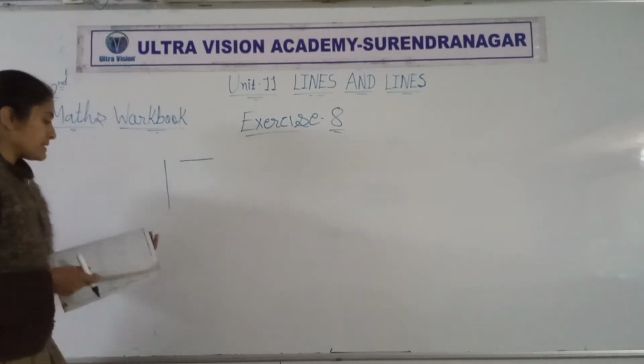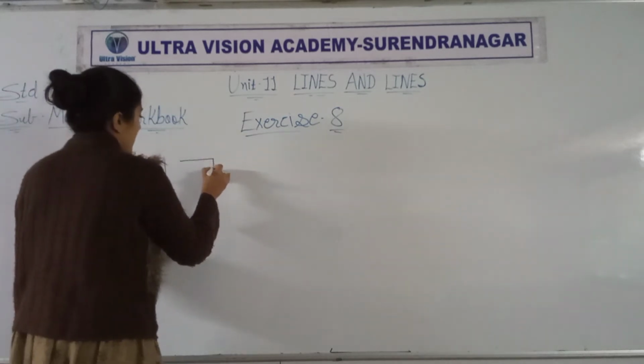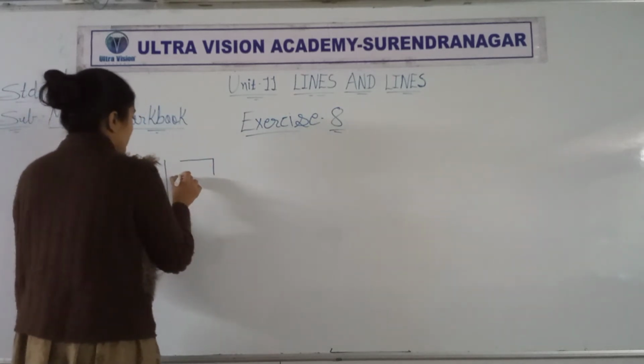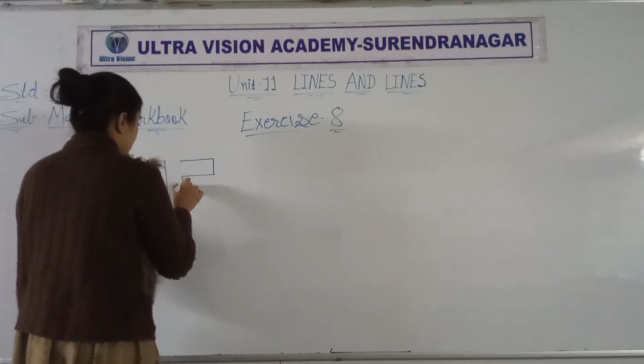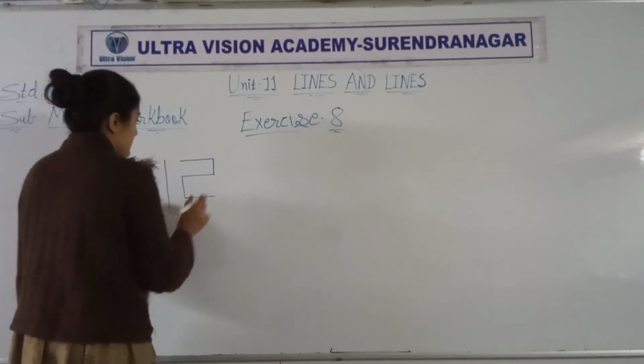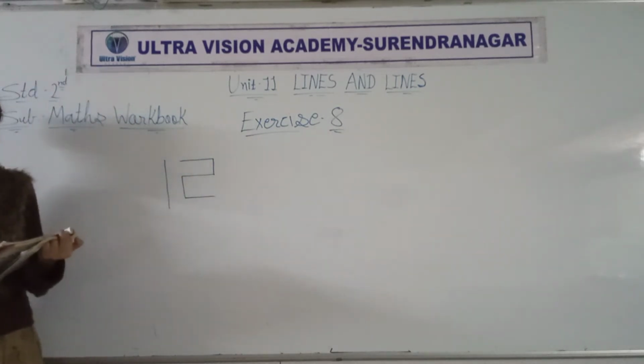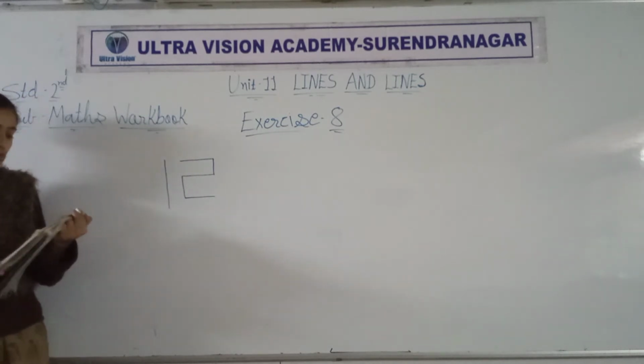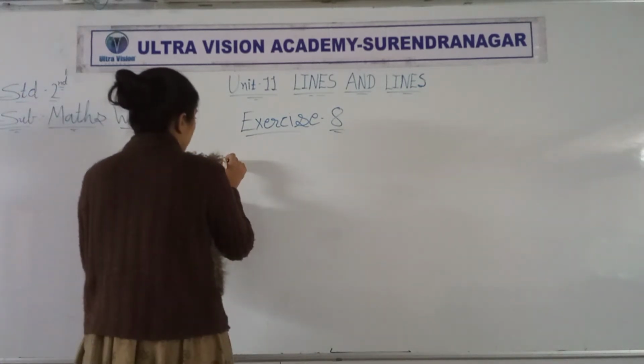Let's make 2 with using line. First, we have to use here sleeping line. Again, we have to use here standing line. Again, a sleeping line. Again, standing line. And again, sleeping line. We have just made a 2. Number 2.